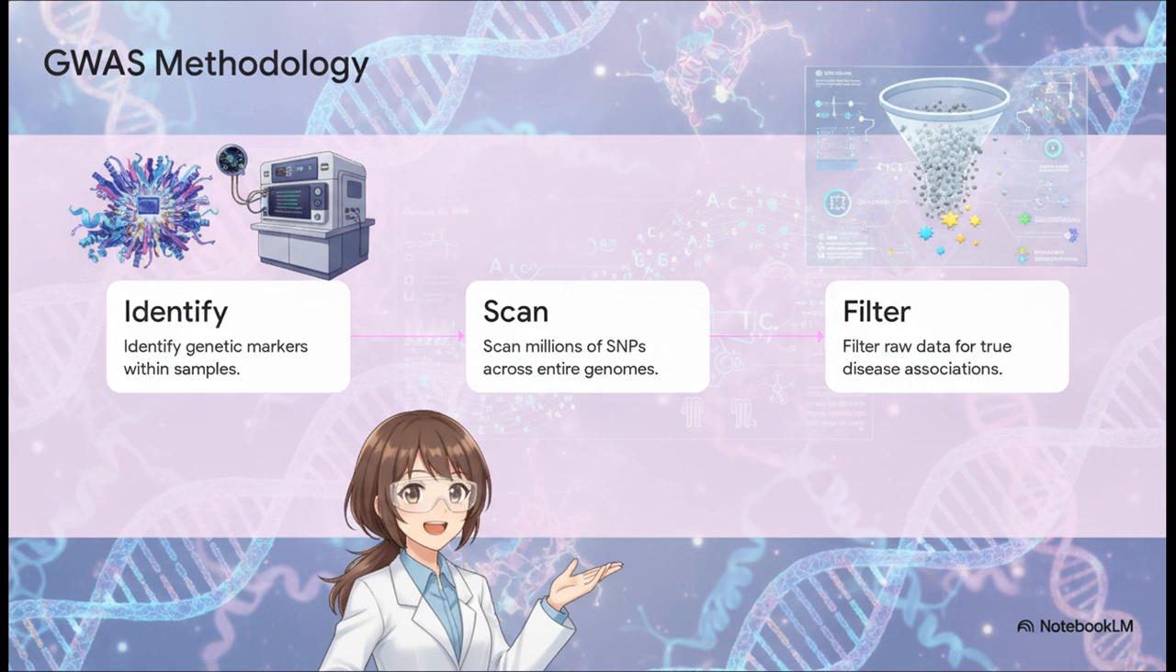Step 1. We start with highly advanced sequencing equipment that identifies known genetic markers within patient DNA samples. Step 2, we scale this up massively, scanning millions of these single-letter changes, or SNPs, across the entire genomes of our study participants. And finally, Step 3, and honestly, this is the hardest part, we take that absolute mountain of raw genomic data and we rigorously filter it. We absolutely have to separate the random genetic noise from the true, undeniable disease associations.